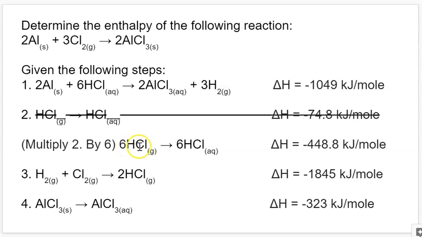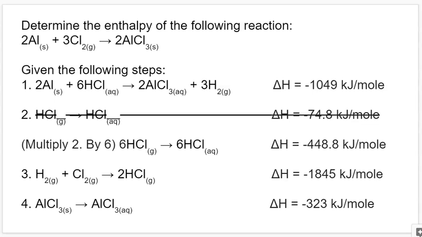So we get 6 HCl gas, making 6 HCl aqueous. That's going to cancel out the 6 HCl aqueous here. But now we have 6 HCl gas that we also need to cancel out. And then also I multiplied the enthalpy value by 6.